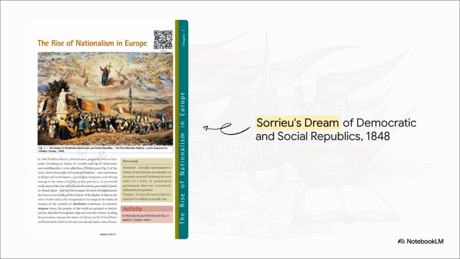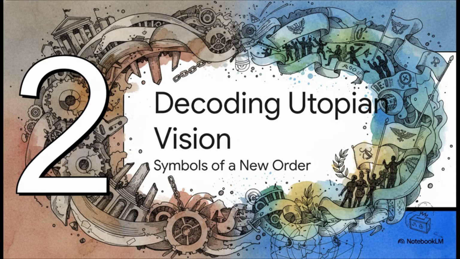Notice how French artist Frédéric Sorrieu visualizes his dream of a world made of democratic and social republics through this incredible, sweeping procession of men and women. You've got people of all ages and social classes marching in this long train, offering homage to the Statue of Liberty. And if you look really closely at Liberty, she bears the torch of enlightenment in one hand and the Charter of the Rights of Man in the other. It's a hugely powerful statement of what the people were marching towards. Moving on to Section 2.